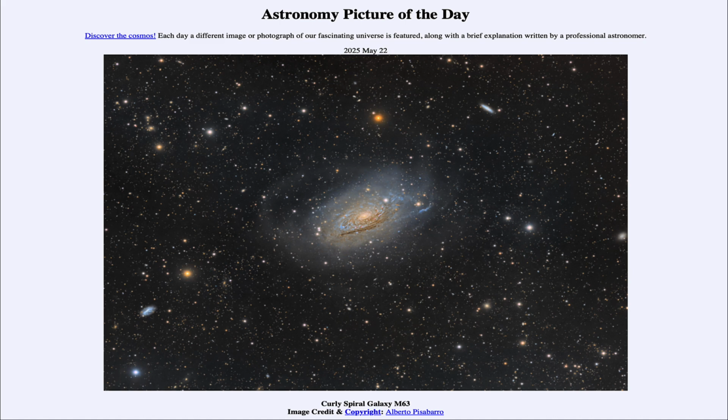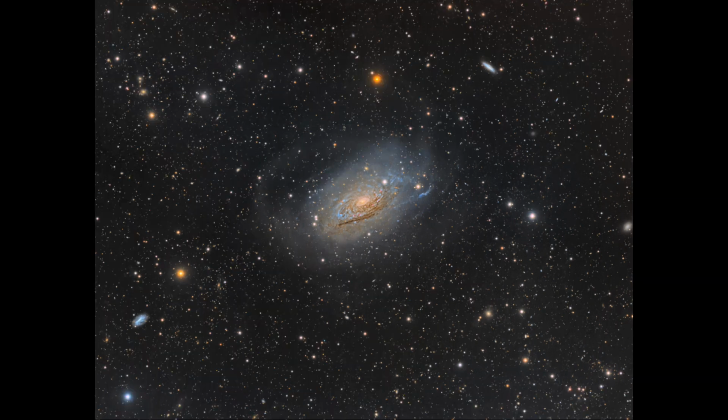Today's picture for May 22nd of 2025 is titled Curly Spiral Galaxy M63. So what do we see here? Well, this is an example of a spiral galaxy, much like our own Milky Way, and in fact is about the same size as our Milky Way, about 100,000 light years across, meaning that it would take light 100,000 years to cross from one edge of the galaxy to another.